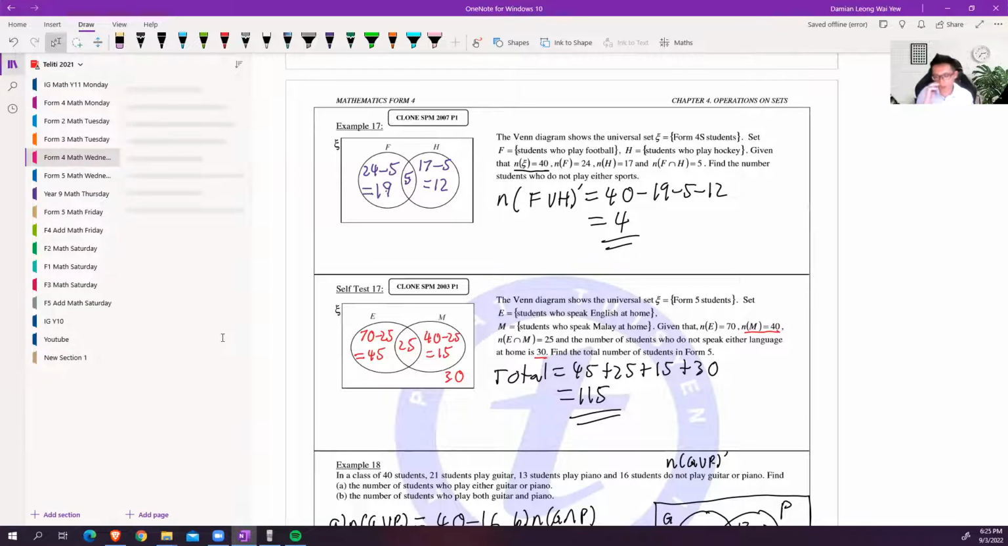Then chapter 5. Form 4, chapter 5 is network in graph theory.